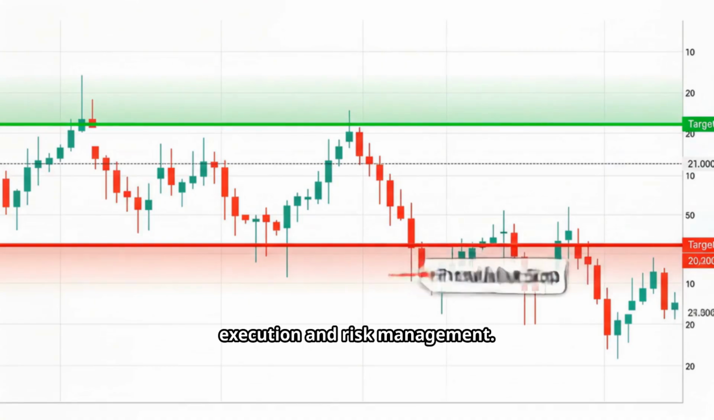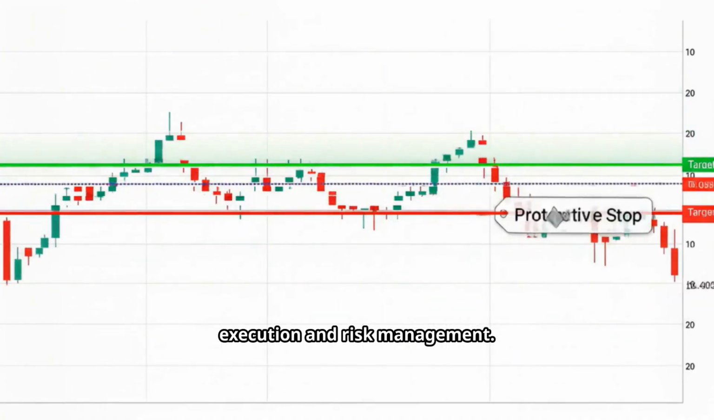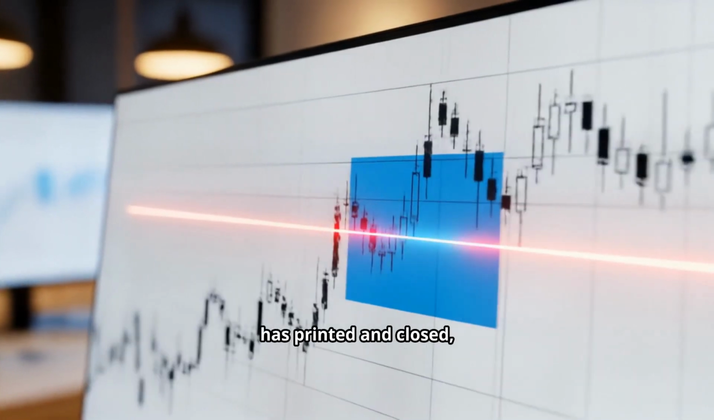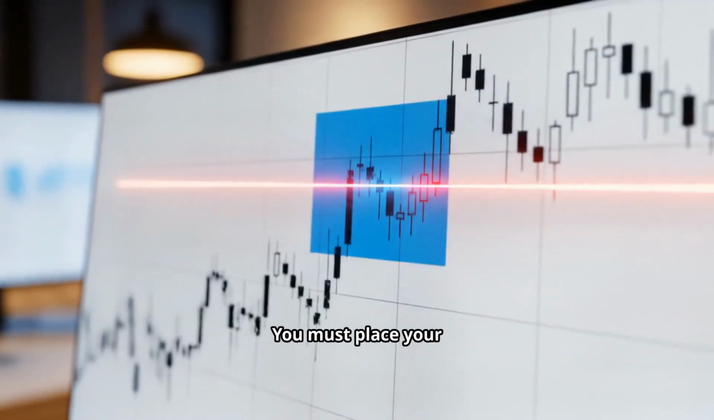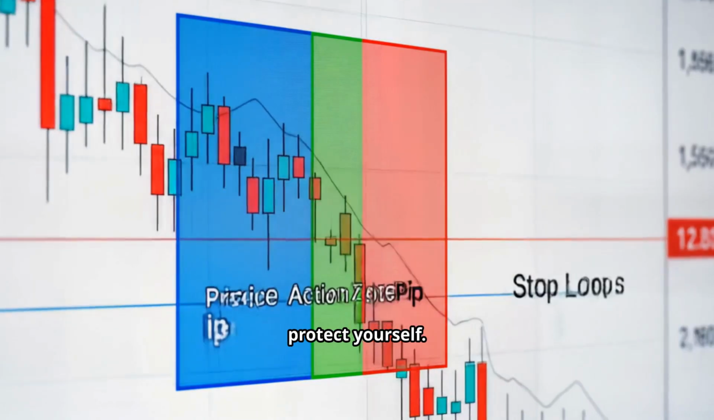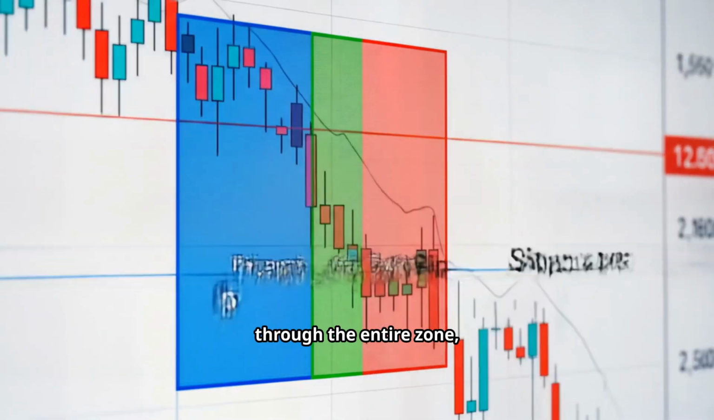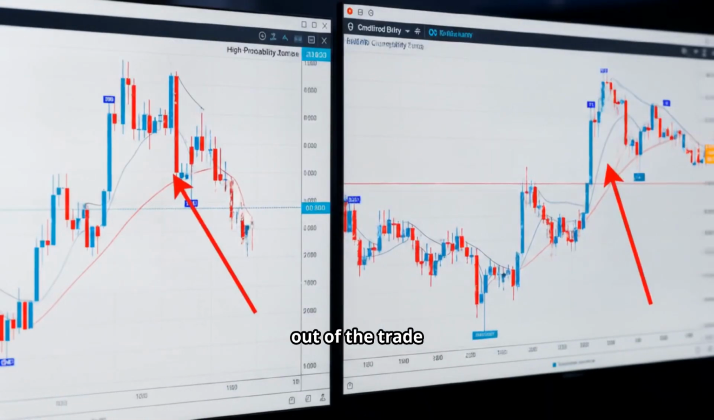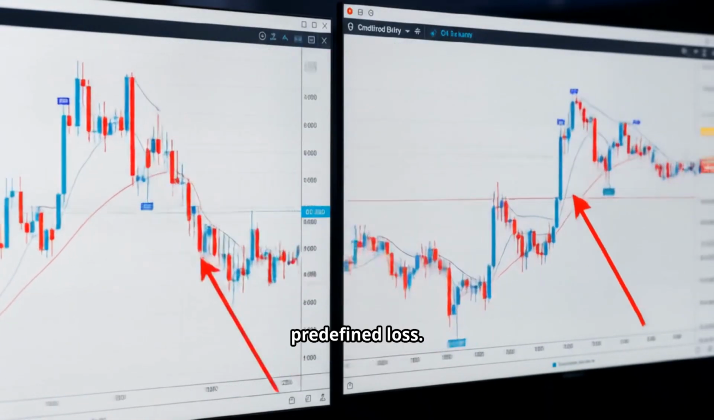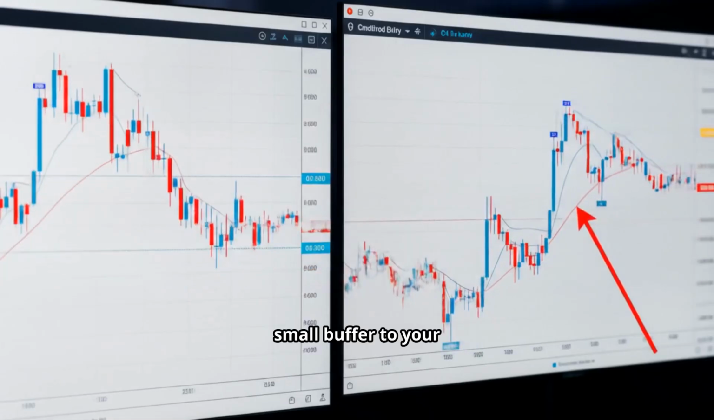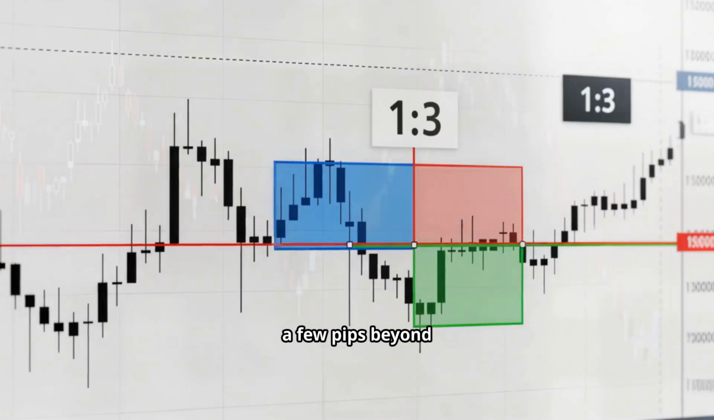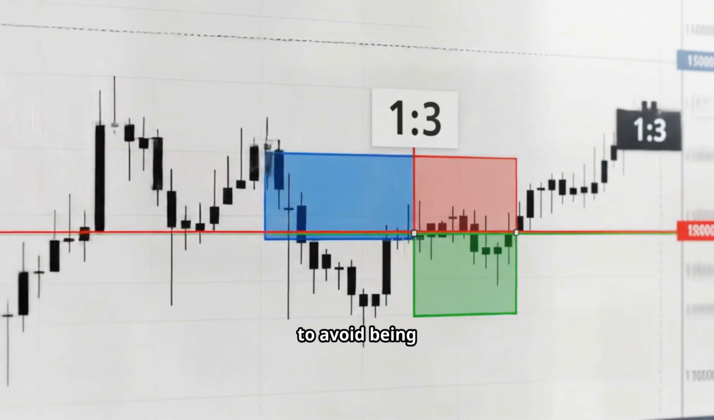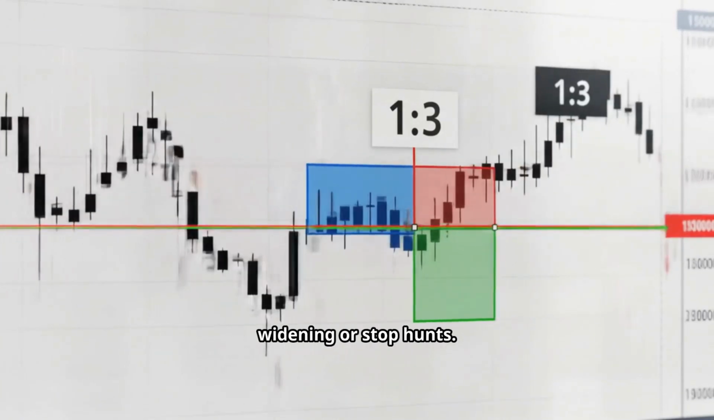Finally, step 4 is execution and risk management. Once your confirmation signal has printed and closed, you enter the trade. You must place your stop loss just beyond the zone to protect yourself. If the price breaks through the entire zone, our trading idea is invalidated, and we want to be out of the trade with a minimal, predefined loss. It's wise to add a small buffer to your stop loss, a few pips beyond the zone's edge, to avoid being taken out by spread widening or stop hunts.